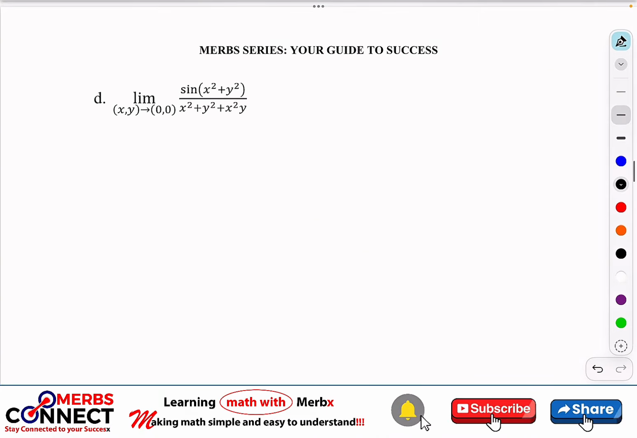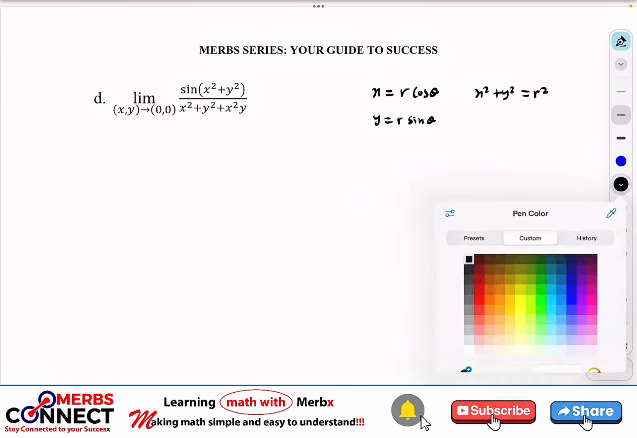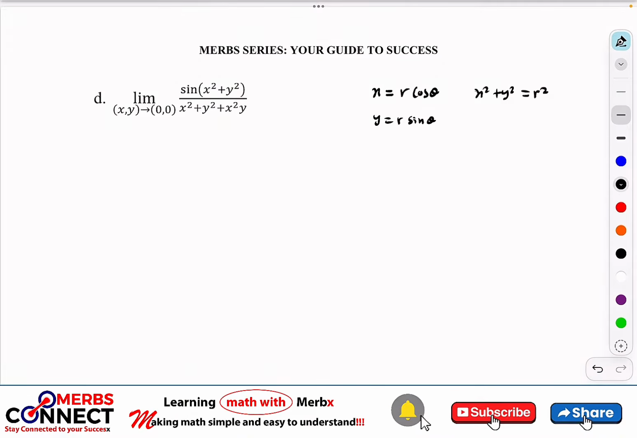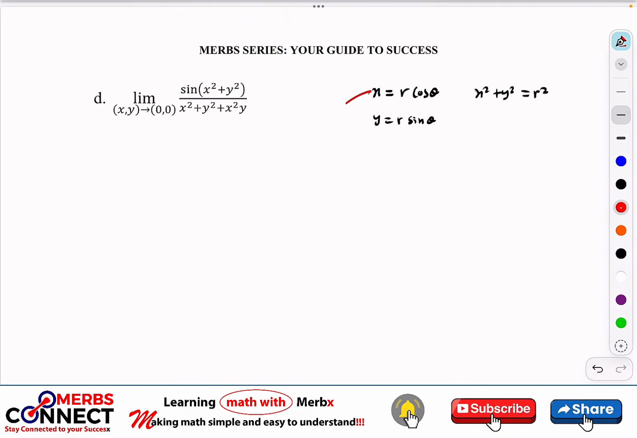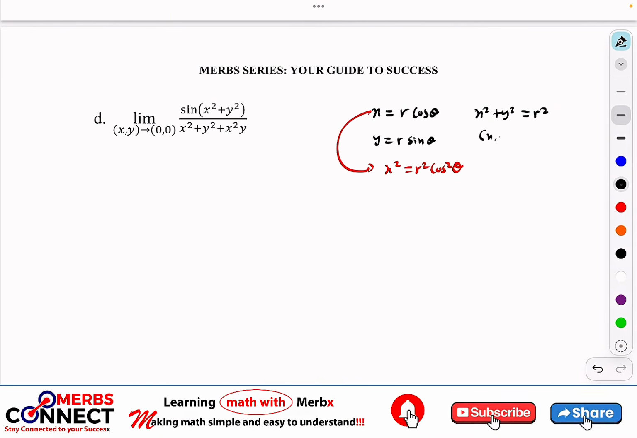Let's do the same thing here. I love writing this so that I will always remember it. So y is r sin theta, and x squared plus y squared is equal to r squared. So what do we need? We need x squared plus y squared, which is great. We need another x squared plus y squared, but we have y here and we need x squared. So we need to find x squared using this. So x squared is going to be r squared cos squared theta. Nice. So now remember, x and y are approaching 0, so r squared should be approaching 0.